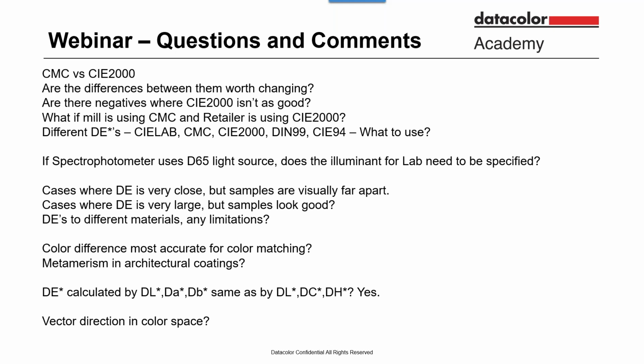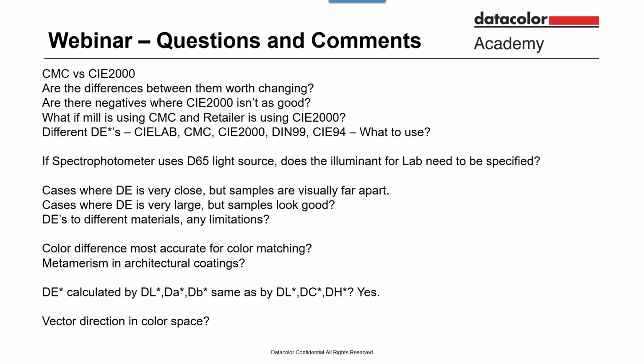Is DE calculated by delta L, delta A, delta B the same as delta L, delta C, delta H? Yes. There was also a question on the vector direction in color space. I think that referred to the hue line, also called the chroma line. I call it the hue line. It's the line from the center of the C-lab out to where the standard or batch is. That's very important.